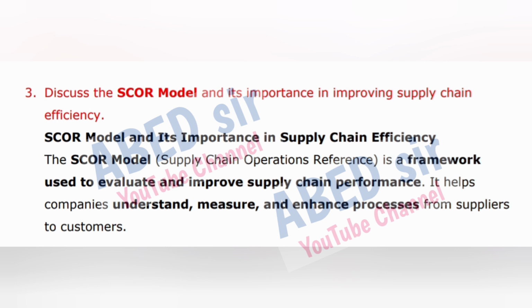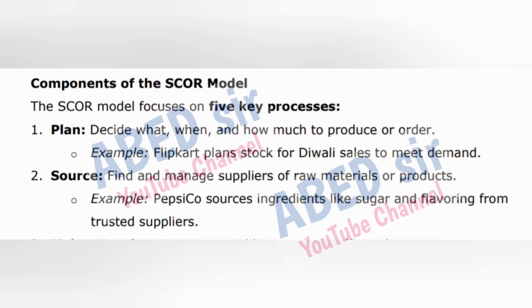The SCOR model, Supply Chain Operations Reference, is a framework used to evaluate and improve supply chain performance. It helps companies understand, measure, and enhance processes from suppliers to customers. Components of the SCOR model. The SCOR model focuses on 5 key processes.